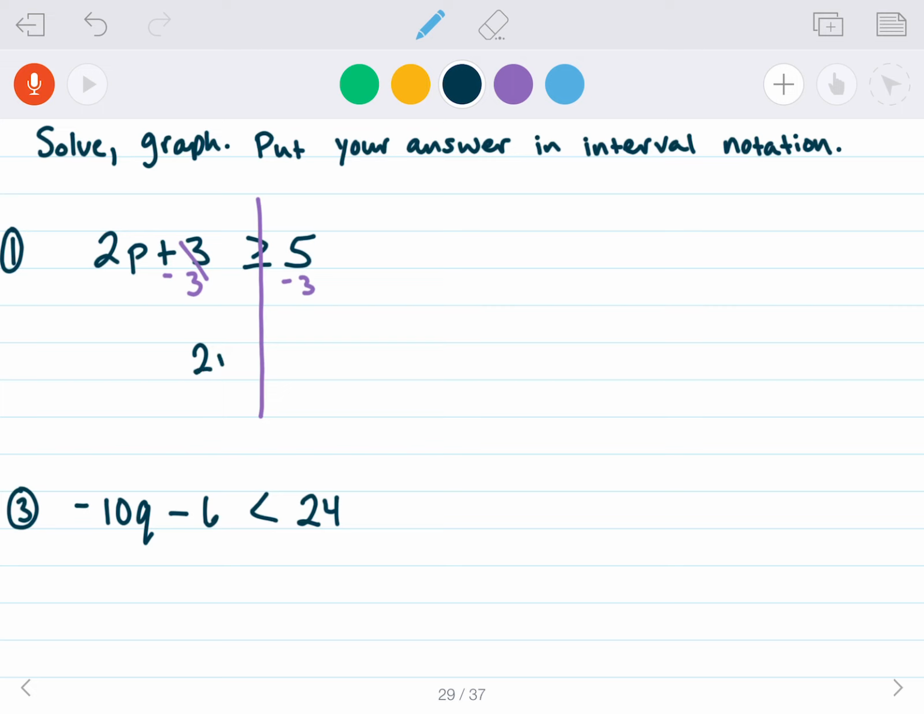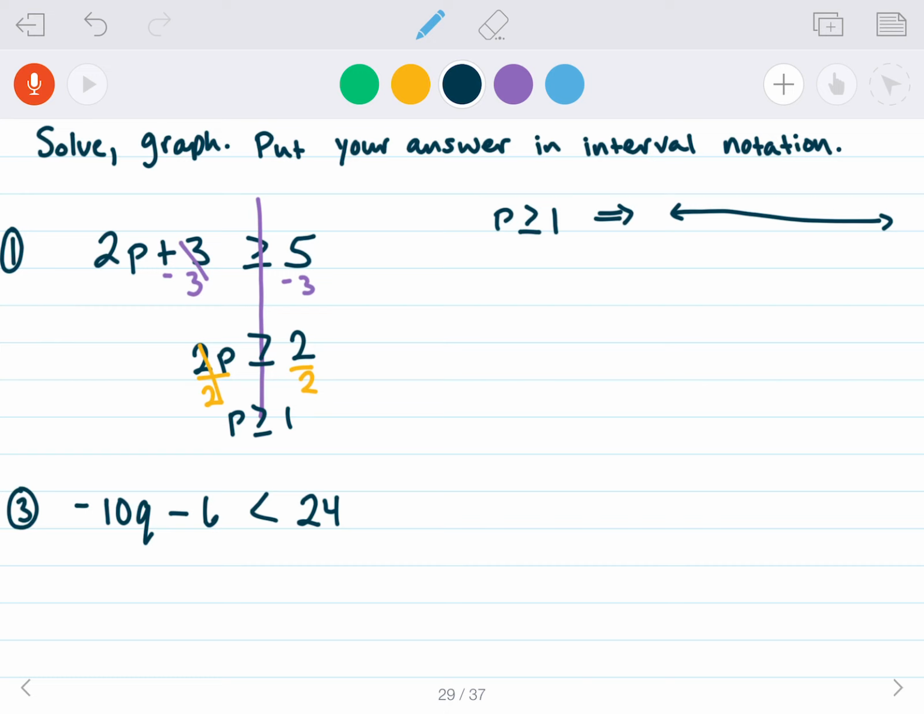On the left, I get 2 times p. On the right, 5 minus 3 is going to give me 2. Now I can divide both sides by 2 to get p is greater than or equal to 1. Okay, so this is my solution, but I want to write it in interval notation. And you can write a number line first. That's what it means to graph these things.